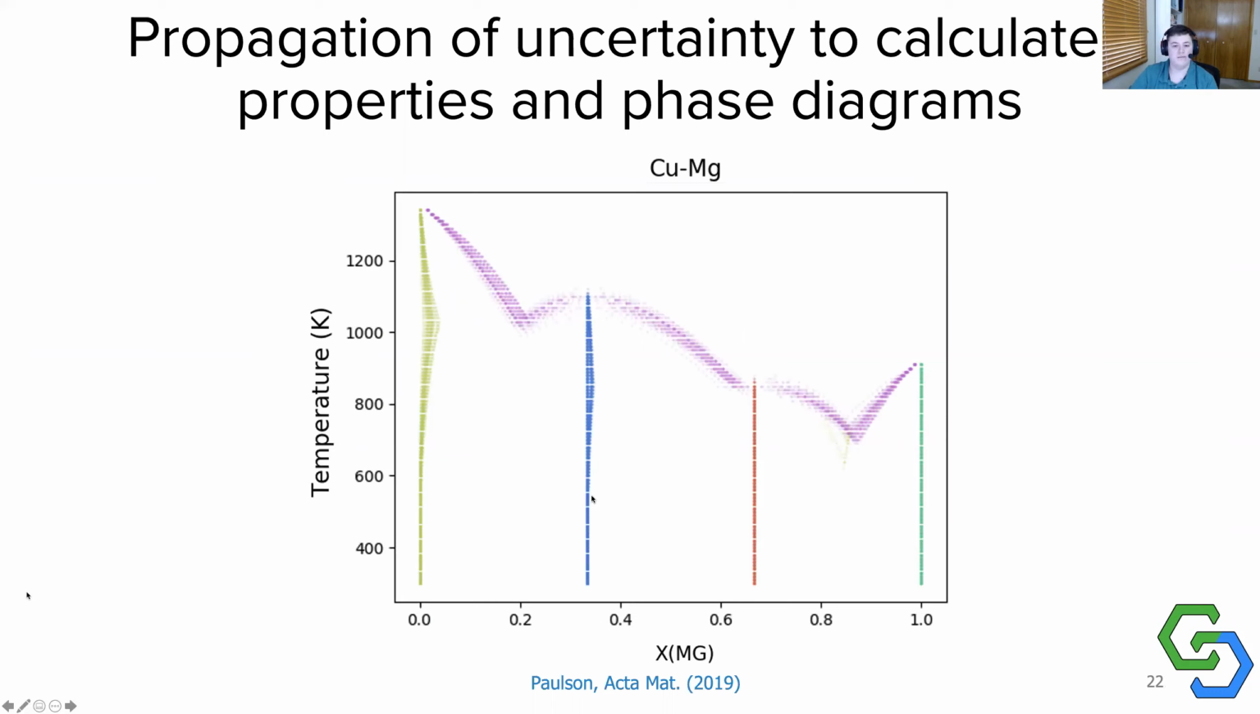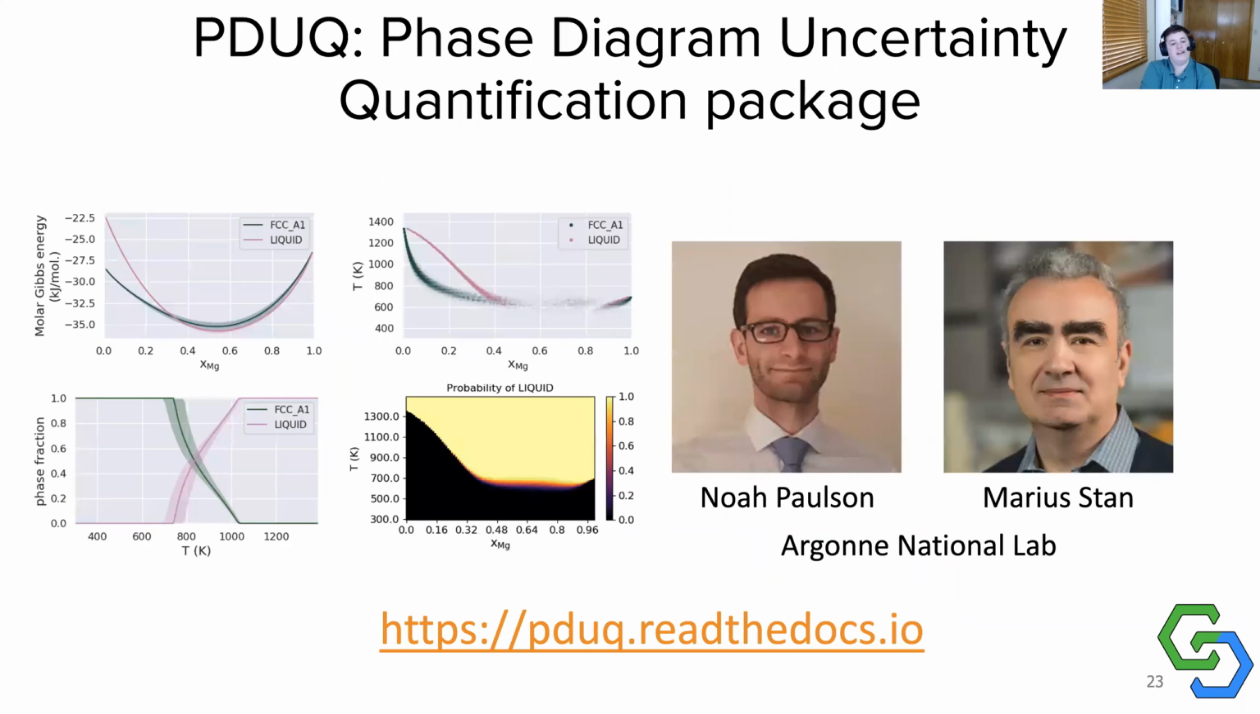So one of the things I did briefly allude to is that you could apply this same methodology and compute phase diagrams where you have propagated the parameters and plotted the phase boundaries, and you can visualize qualitatively what the uncertainty on the phase diagrams looks like. And that work, and this work on doing some of the propagation for copper magnesium, was led by Noah Paulson and Marius Stan at Argonne National Lab.